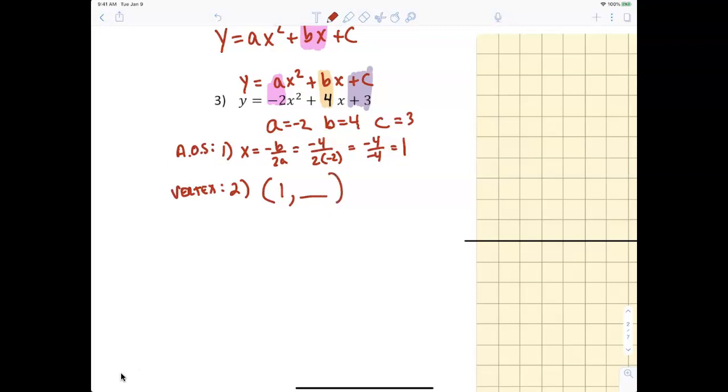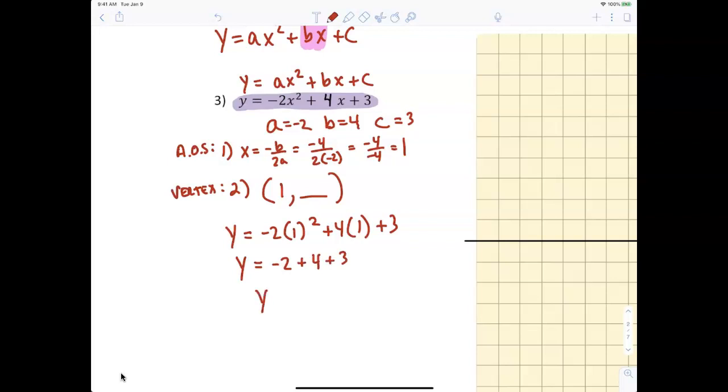So what do I have to do? I have to plug 1 into the function. So watch, y equals -2 times 1 squared plus 4 times 1 plus 3. Now some of you might be saying, where did you get all that from? Watch what I'm highlighting. I plugged 1 into this equation. Wherever I see an x, I plugged a 1 in. Then y equals 1 squared is 1 times -2 plus 4 plus 3, so y equals 5. So now I know the vertex is (1, 5).